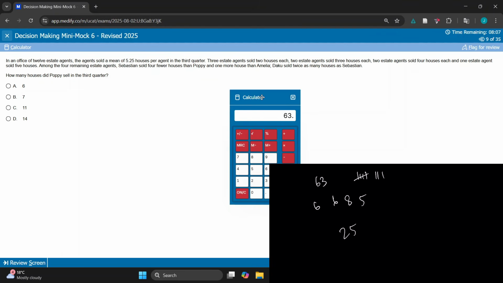Sebastian sold 4 fewer than Poppy, 1 more than Amelia. Okay, so let's call Sebastian x. Let's call Poppy x plus 4. Let's call Amelia x minus 1. And let's call Daku 2x. So all of this must equal 12, 20, 38. So 38 must equal 5x plus 3. So x is 7. How many houses did Poppy sell? Poppy sold 11.